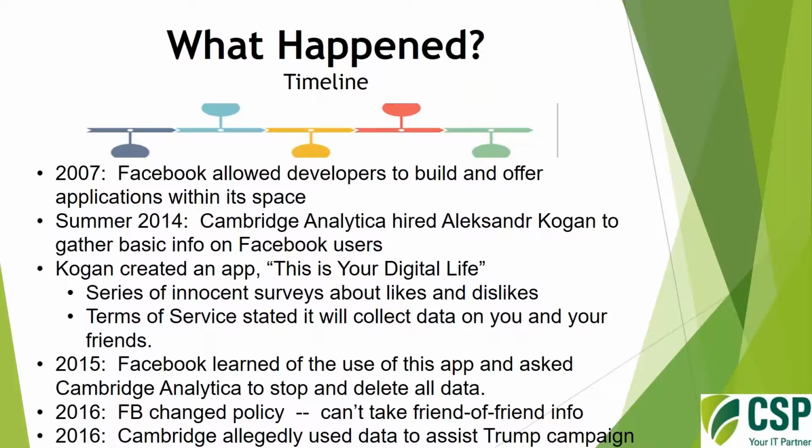In the summer of 2014, Cambridge Analytica, a data analytics firm, hired a Russian-born American, Alexander Kogan, to gather some basic information on Facebook users. To do this, Kogan created an app. This was a very simple app just called This Is Your Digital Life. And honestly, all this was, was a series of innocent surveys about your likes and dislikes. It was extremely simple, and it was just getting you to click on things that you like or you don't like. But built into those terms of service, it was stated that it will collect data on you and your friends.